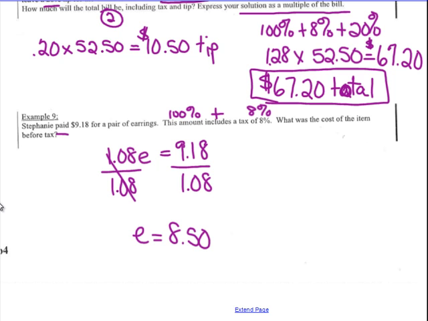To check yourself, you could say, oh, what is 0.08 times 850? So the tax would be $8.50 times 0.08. And that would come out to be 68 cents. If you add 68 cents to the 850, you will get $9.18. That's one way you could check to see, did I get the right answer? But the right answer is the $9.18 divided by the 100% cost of the earrings plus the 8% included in that. And you get $8.50.